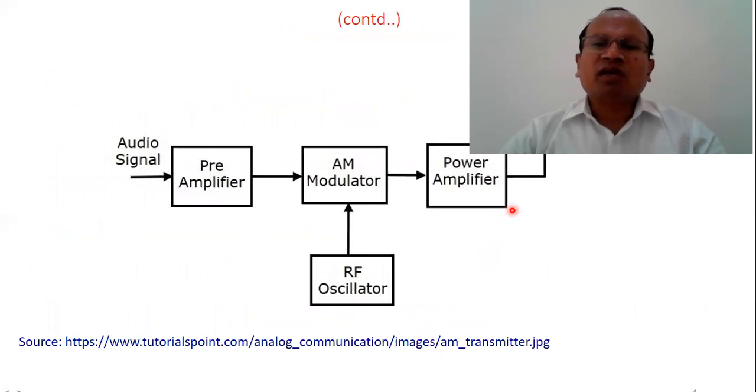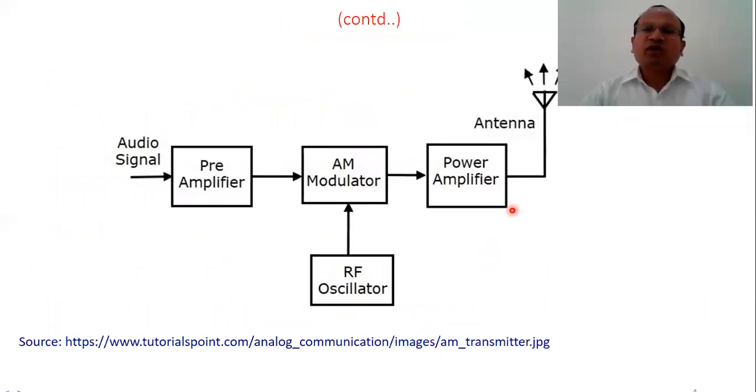Look at here, this is a rough typical block diagram with which we can understand how the AM transmitter works. The audio signal is given to the preamplifier and sent to the AM modulator. The AM modulator modulates the carrier frequency as per the audio signal or message signal.